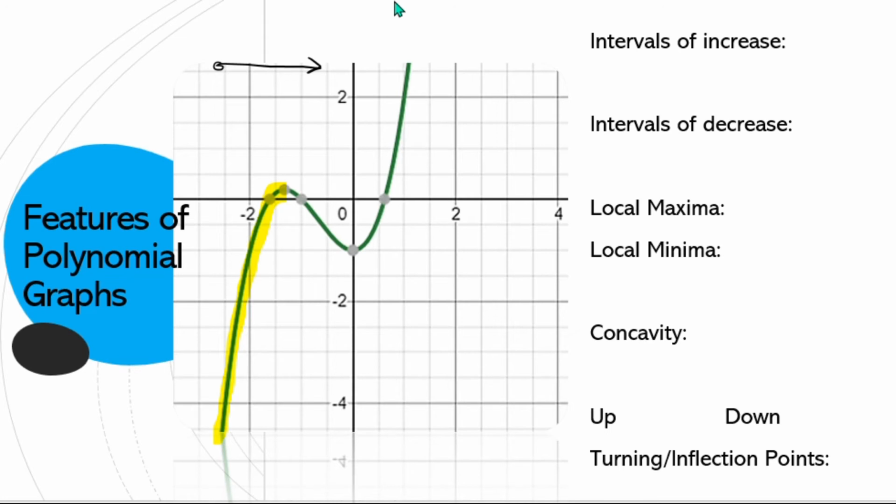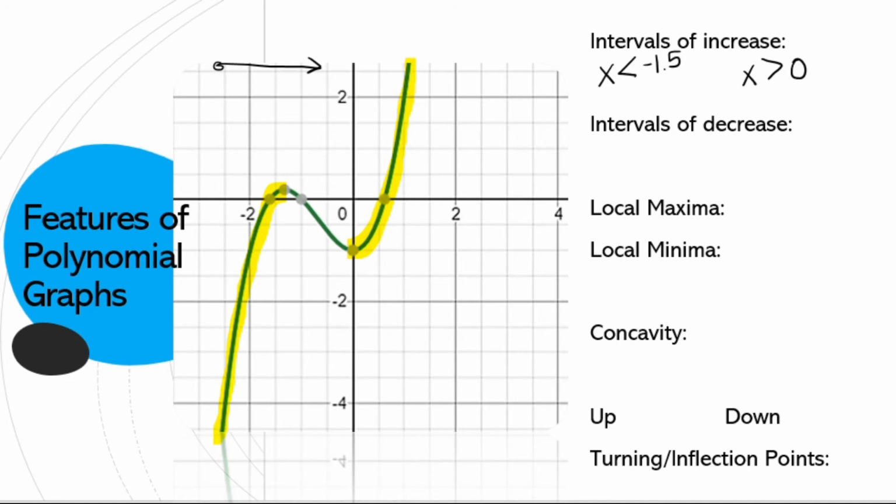But I see that happens again from this point up. So if I want to think about my intervals of increase, it looks like it's going to be x is less than, oh, I don't even know what that is. Let's call it negative 1.5. It's probably not. Who picked this graph? And then x is greater than 0. That's when that graph is increasing.